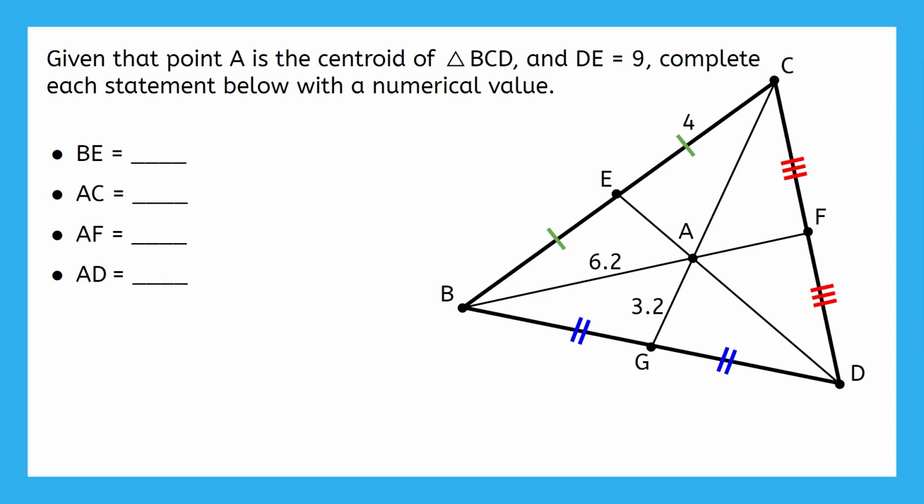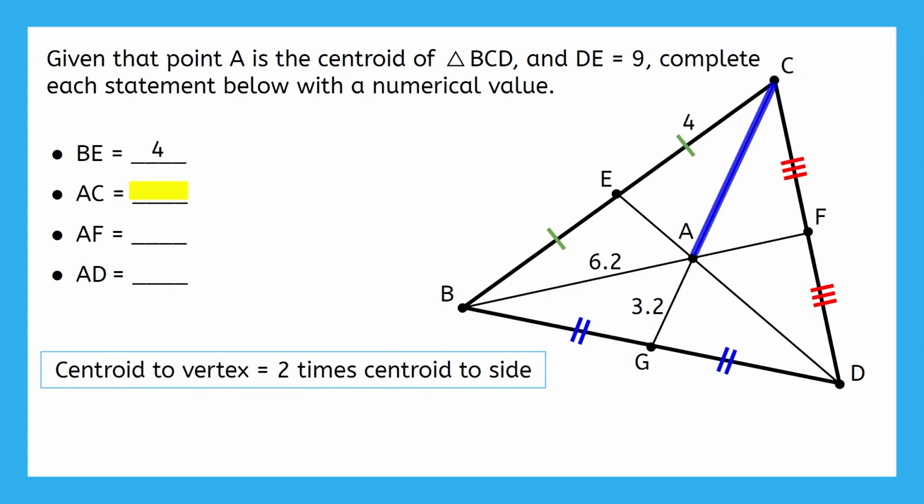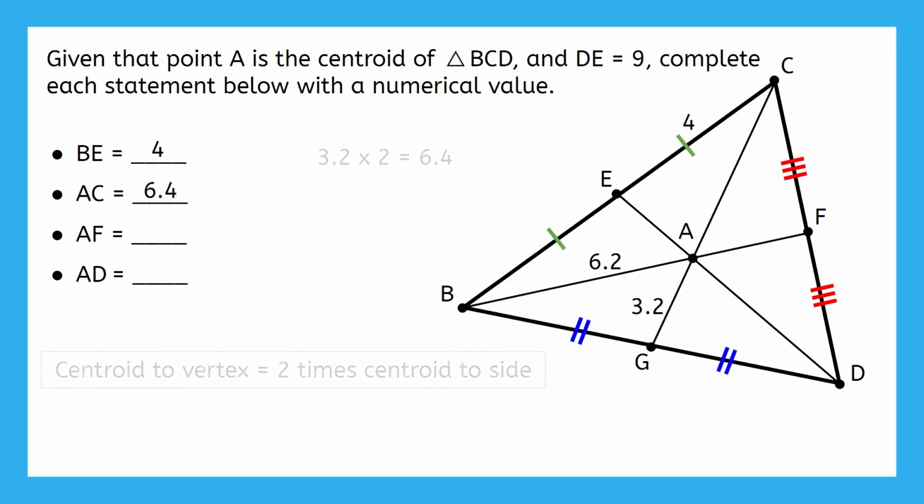Let's see how you did. We need to find the length of BE. Here we go. It has the same length as EC, so it must be 4 units. Next is the length of AC. We learned earlier that this section of the median connecting the vertex to the centroid is twice the length of this segment that connects the centroid to the opposite side. So, doubling 3.2 gives us 6.4.